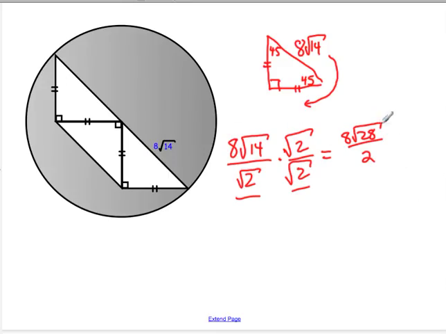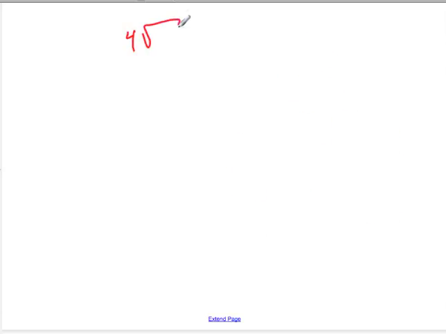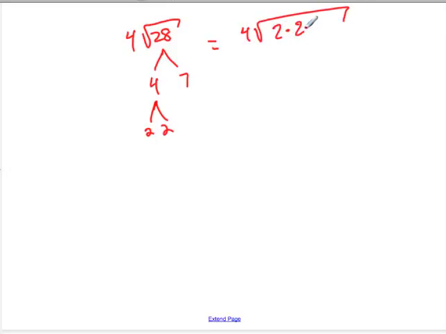Okay, and we could certainly simplify this. That's 4 times the square root of 28. And we could even simplify that if we wanted to. And I will, just so that you can see. That would be 4 times 7, and that would be 2 times 2. So what we really have is 4 times the square root of 2 times 2 times 7. 2 times 2 comes out, so we got 2 times 4 times the square root of 7. 2 times 4 is 8 times the square root of 7.